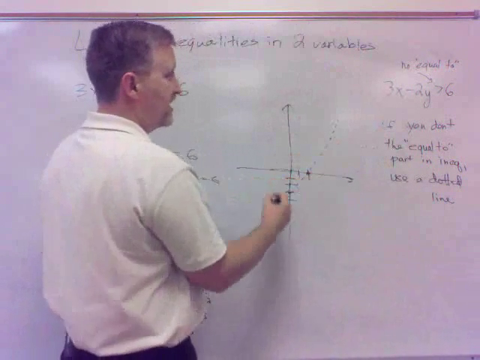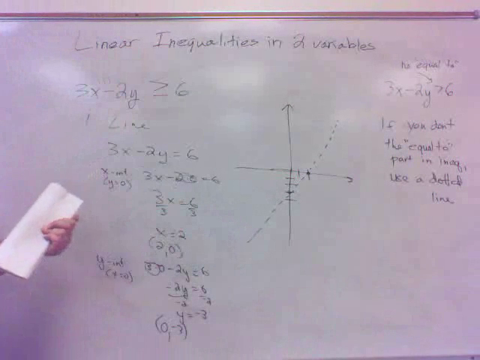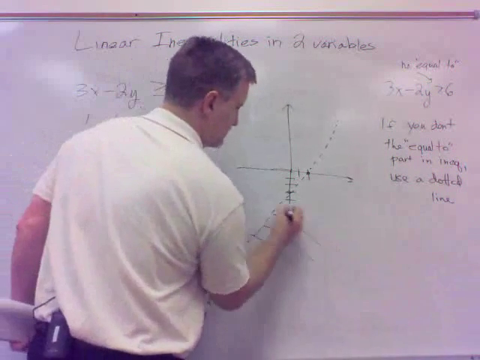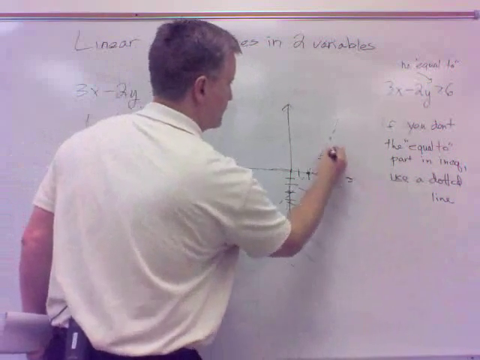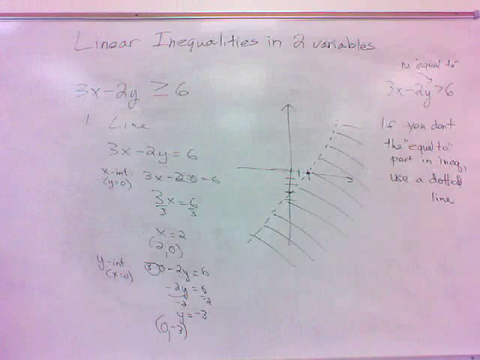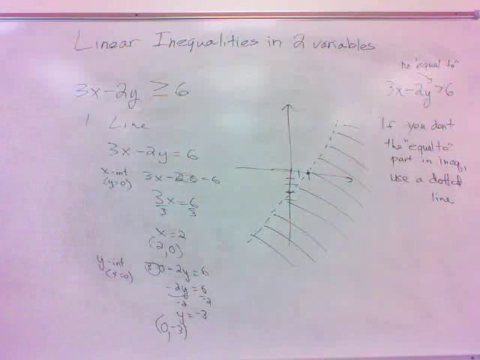So that would change. Now, I still have shading, right, because I still have the inequality there. So it's still shaded, and if you think about it, 0, 0 is still not going to work, so it's still going to be shaded this way. So everything's the same except that it's a dotted line instead of a solid line. Okay? So keep that in mind when you're doing these. I got one more here to show you.